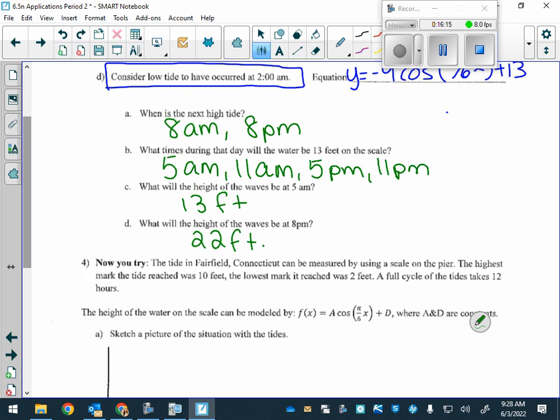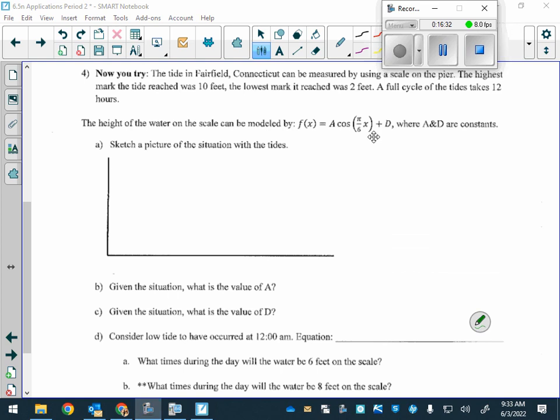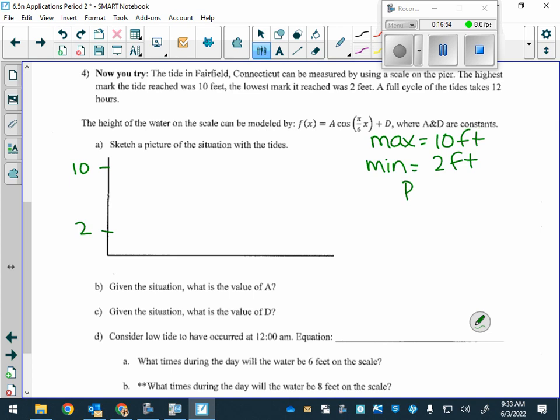I want you to try one on your own. Number 4, use your notes, obviously, to help. Okay, I want you to try number 4 first. You might need your calculator for some of them, but try number 4 first. All right, let's go through this. What is my maximum? 10. Okay, so my max is 10. What is my minimum? 2 feet. Okay. What is the period? 12. Good.